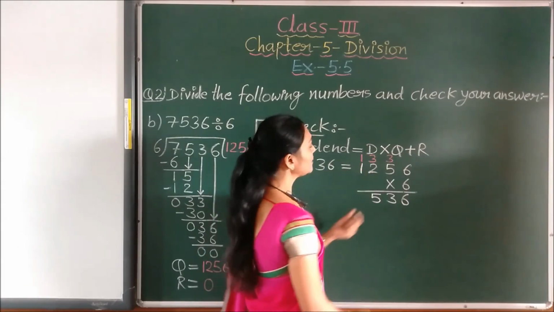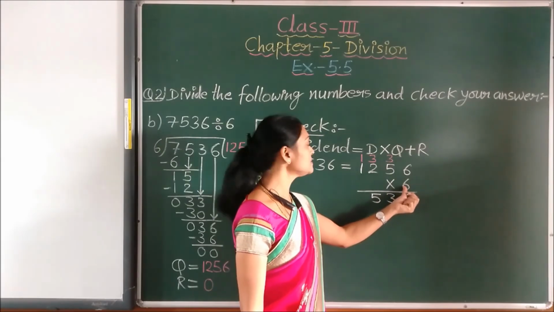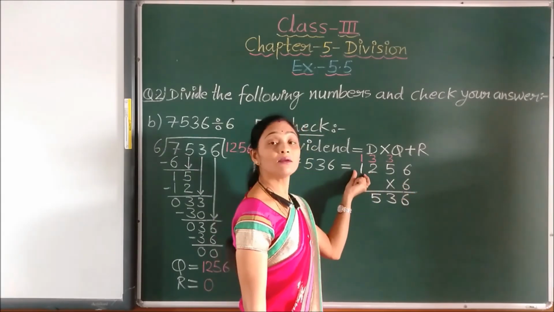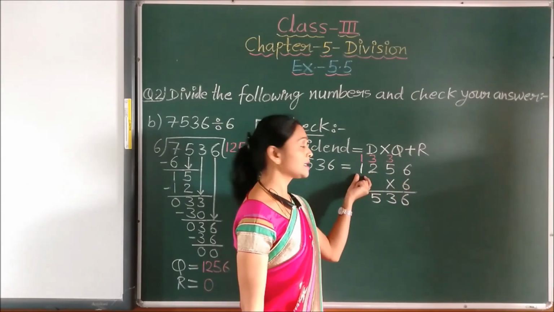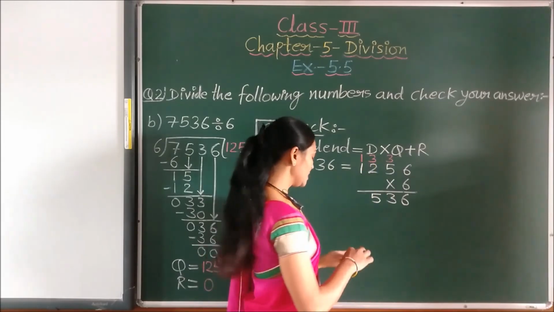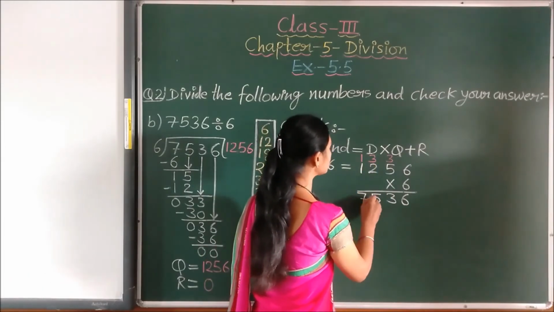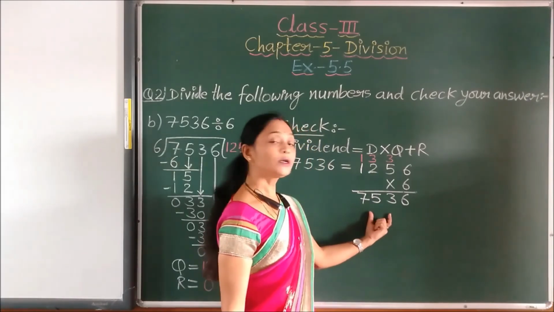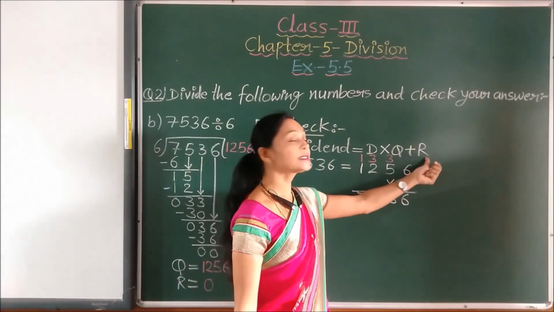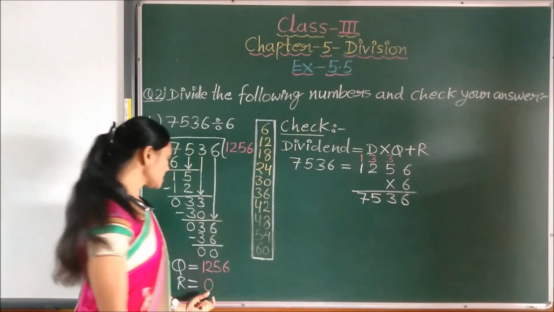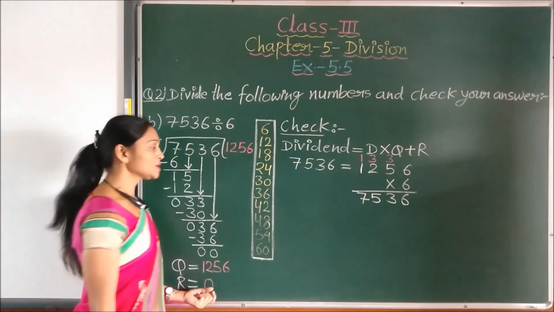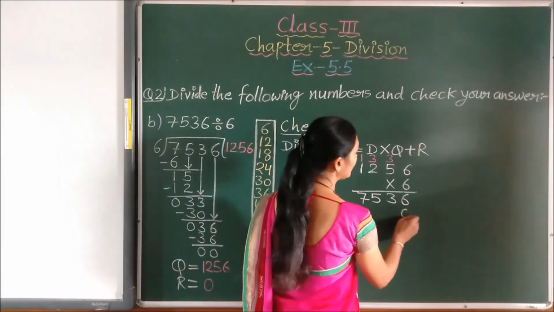Now we have to read the 6 table 1 time. 6 1s are 6 plus 1 is 7. So here we got this 7. Yes. Now what to do? We have to add this remainder. So remainder is how much? It is 0. So we will add here 0 on the 1's place.